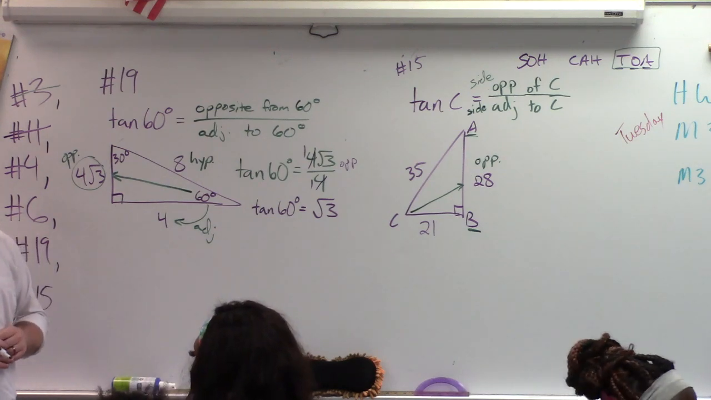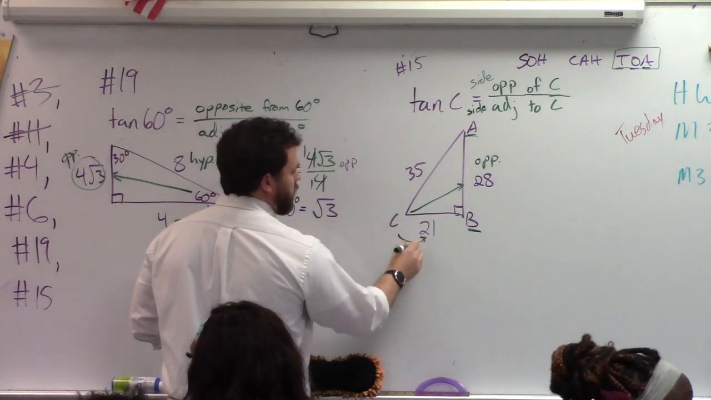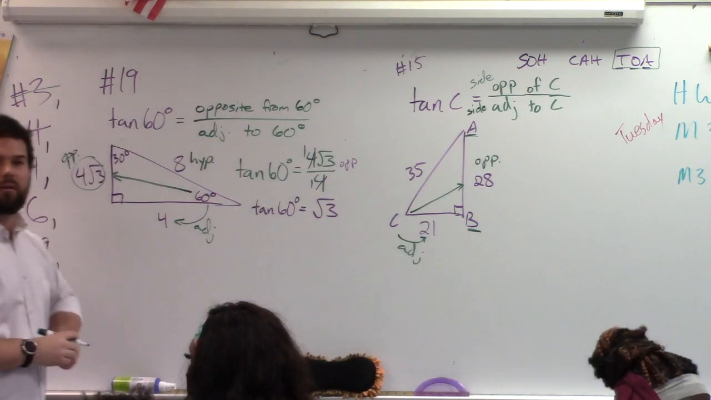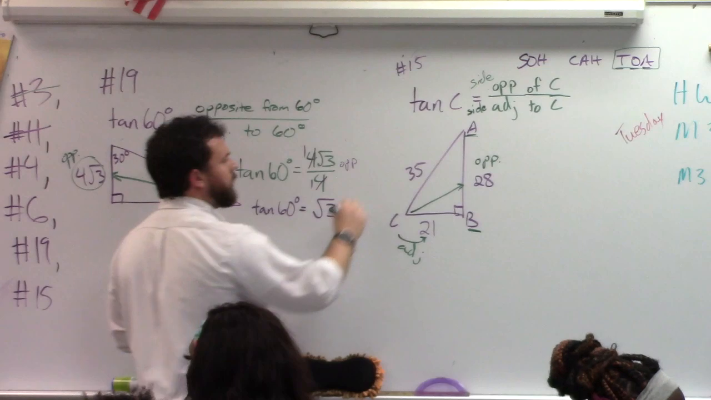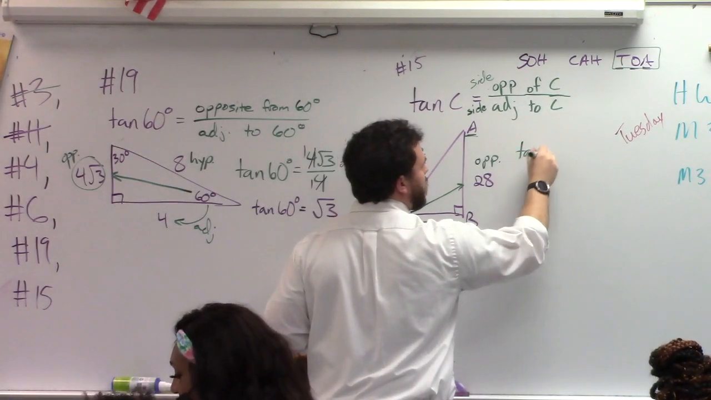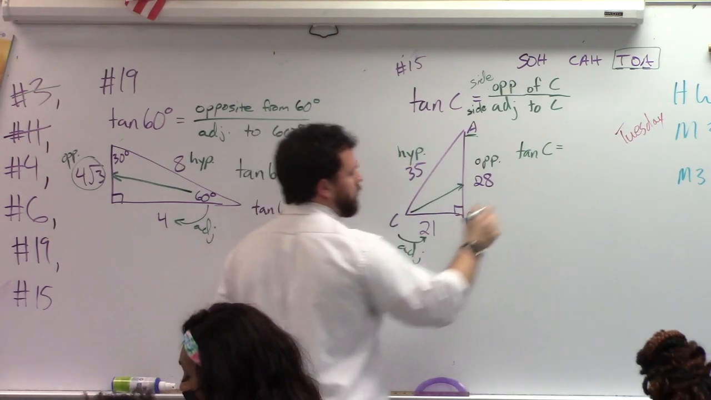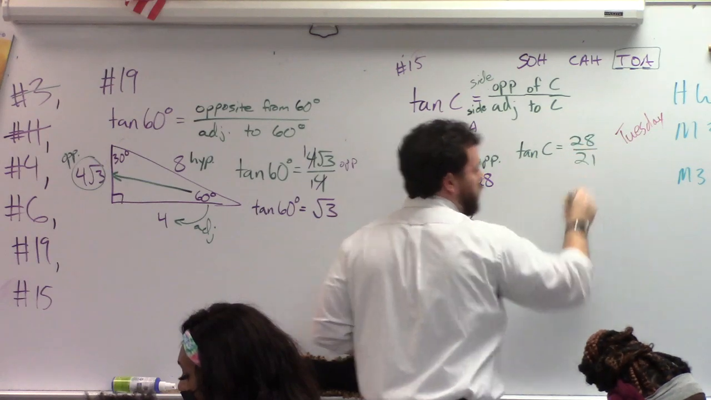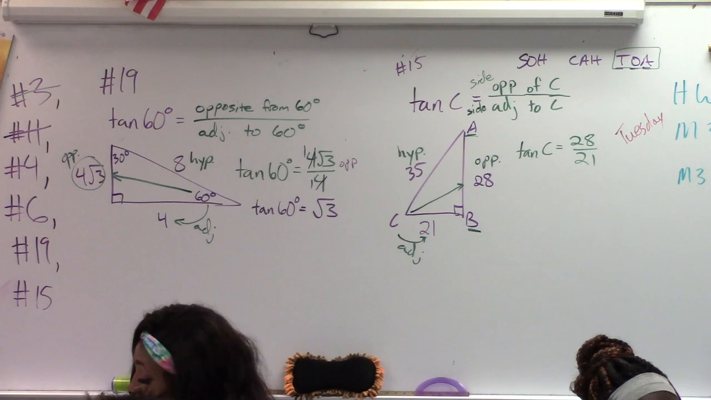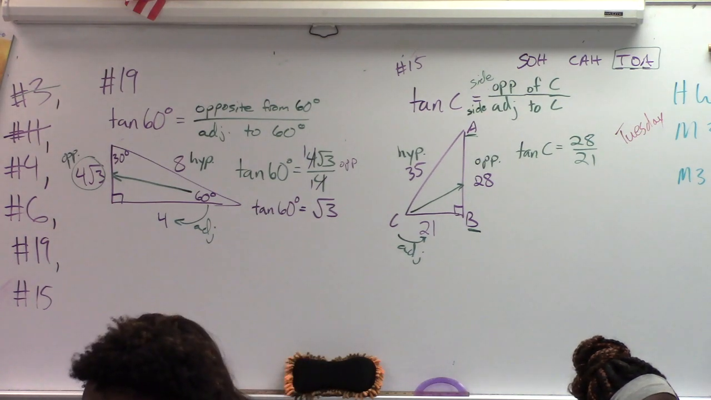Rose, can you tell us what's adjacent? 21. And again, why is that adjacent and not the 35? I mean, 35 is next to it as well. 35 is my hypotenuse. Remember, label these different features, and then it makes it much easier to make sure you get the ratios right. Tangent of angle C is equal to 28 divided by 21, and then we need to check if we can simplify that. 4 divided by 3.